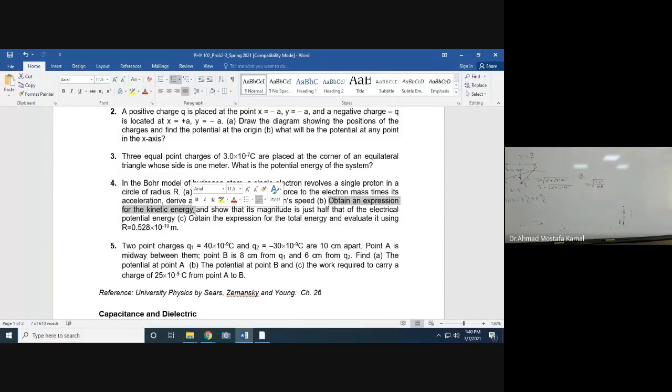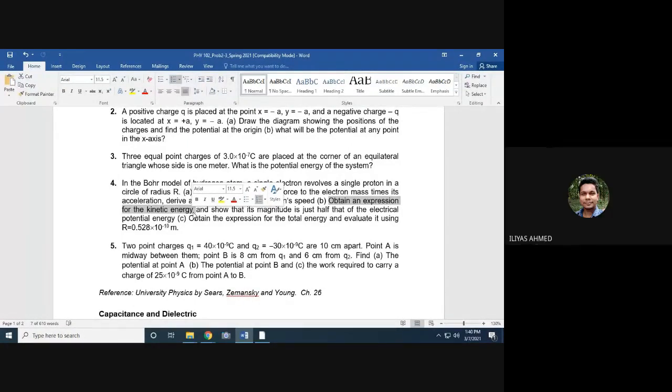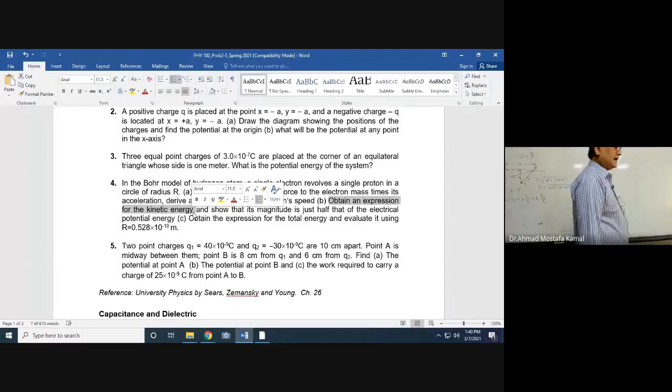Okay. So kinetic energy is half k e square divided by r. m চলে যায়, তাই তো? ঠিক আছে, এটা হচ্ছে কাইনেটিক এনার্জি। আচ্ছা, তারপরে বলা হচ্ছে, show that, এখনই ম্যাগনিটিউডের কথা চিন্তাই করো না, আমি শুধু ম্যাথমেটিক্যাল এক্সপ্রেশন কি হবে সেটা বের করতে বলছি। Show that its magnitude is just half that of the electrical potential energy.